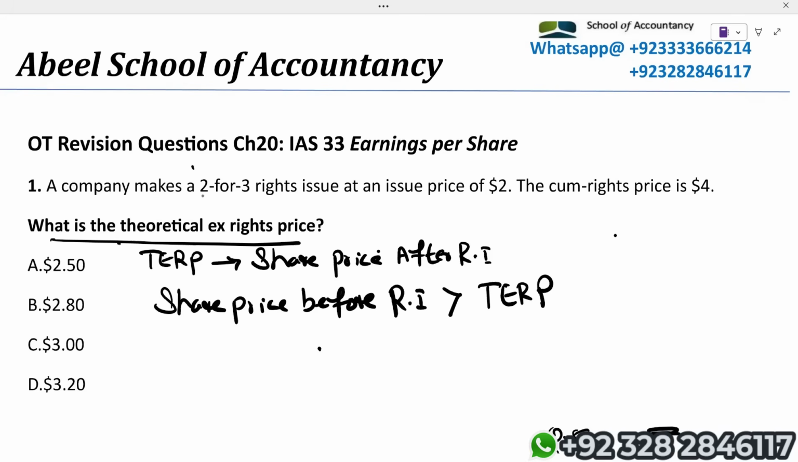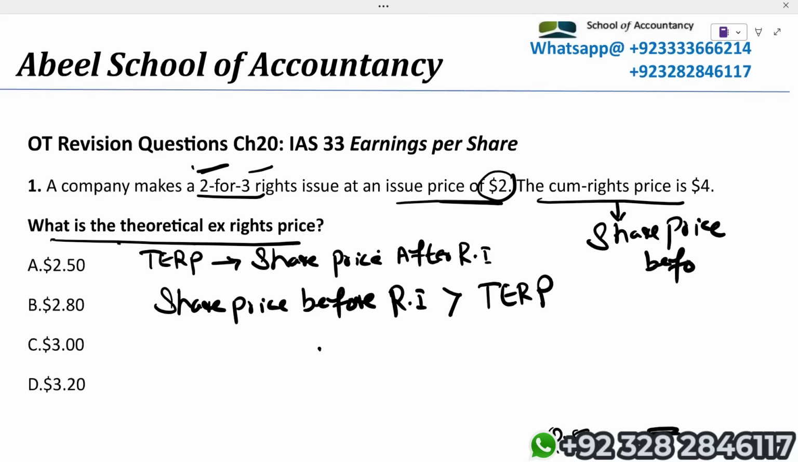A company makes a 2-for-3 rights issue. Company makes 2 rights issue against 3 shares. Rights issue price is $2. Cum-rights price means share price before rights issue. So the share price before rights is $4. Rights issue price is $2. Number of rights are 2 against 3.